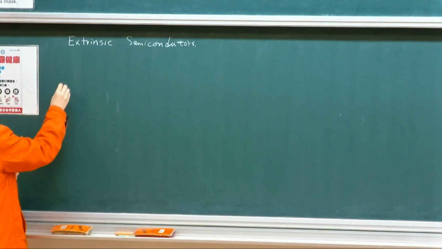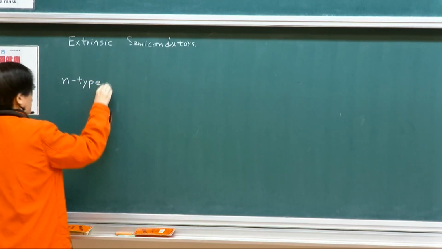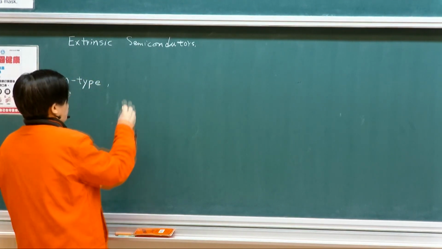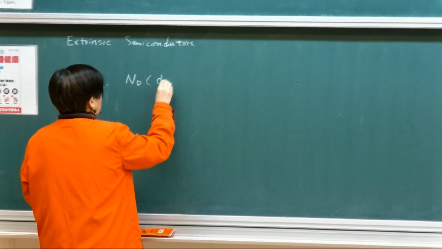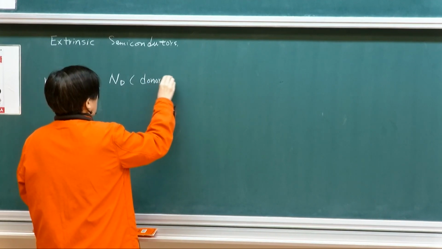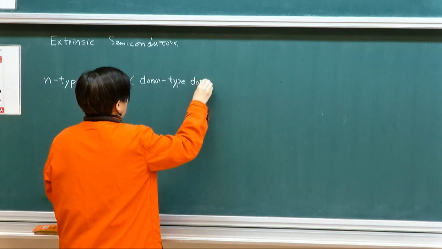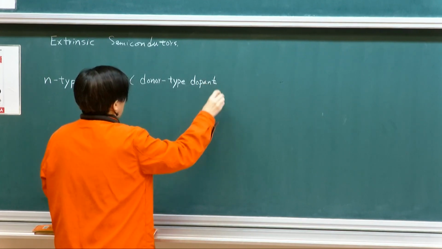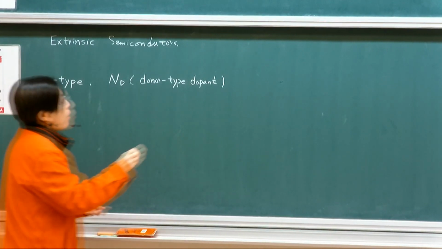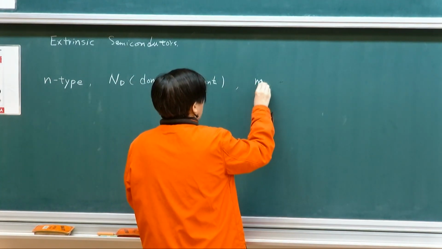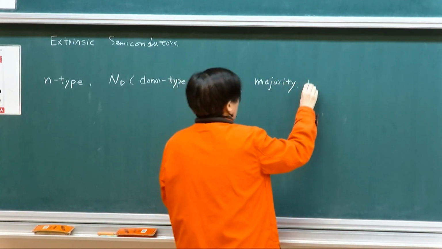You want to think about there's two types. One is the N type, and its key characteristic is that you dope with what we call the donor type dopant, or impurity. You can use dopant or impurity. You dope with donor type impurity, and then we get its majority carrier. Because it's N type, majority carrier is N.